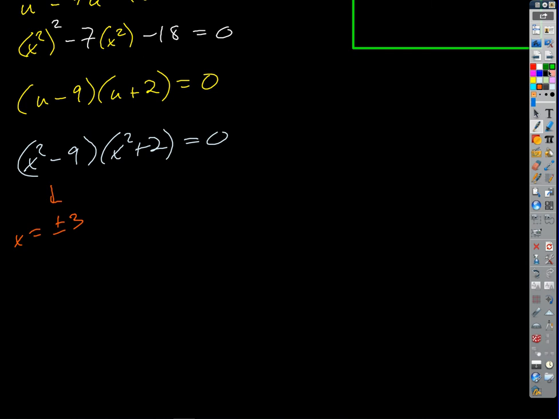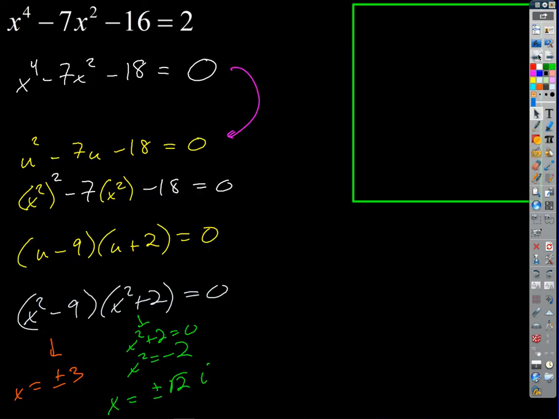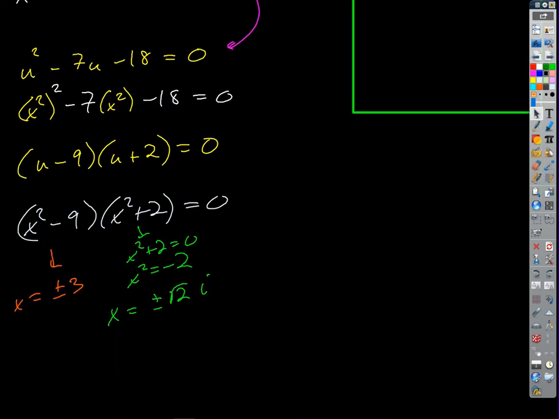And if I set this one equal to 0, I get x squared equals -2, so x equals plus or minus radical 2 times i, right? So we get those 4 solutions. Make sense? That's what you do with that. Okay. So let's look at the graph of that. Will you tell me, how many x-intercepts should that have? 3. 4. No, not 4.